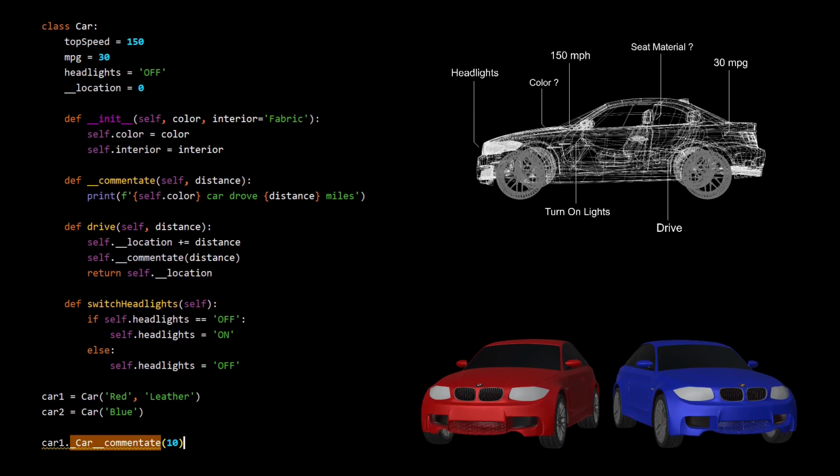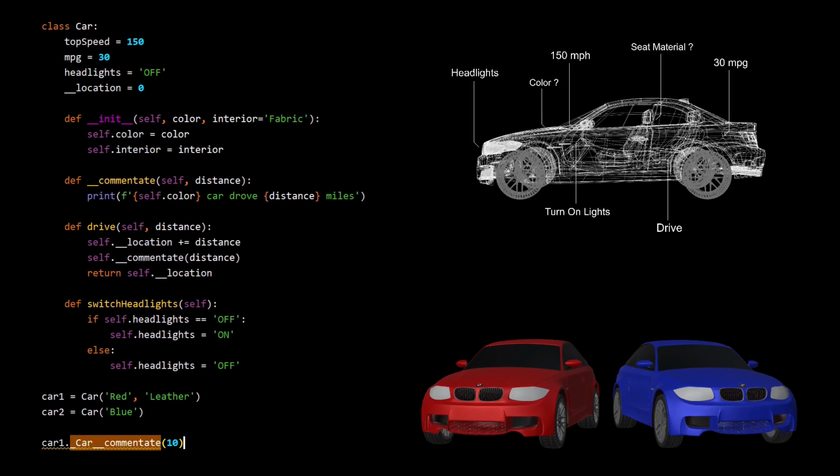For example, in the case of a car, as the driver of the car, you only need to know how to drive and how to push the gas pedal, how to turn on and off the headlights and things like that. You don't need to necessarily know what's happening in the engine or how transmission works. These things happen behind the scenes whether you know about them or not. This is basically the idea of encapsulation in object-oriented programming. An example of it in what we did here is the drive method, where we are updating the location and calling the commentate method without exposing these two to the outside world.